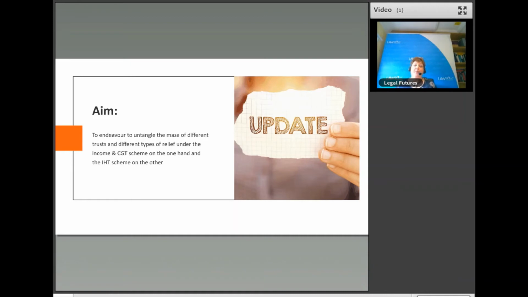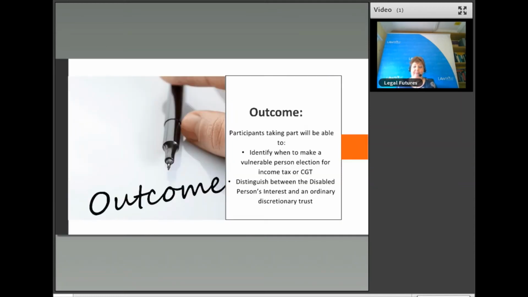And although it was the object of the legislation in 2013 to bring it all together, the fact remains that there'll be many trusts out there which were set up under the pre-2013 definitions and which therefore might still be a disabled person's interest because of the transitional rules that were given at the time, but they don't benefit from the income tax and capital gains tax concessions.